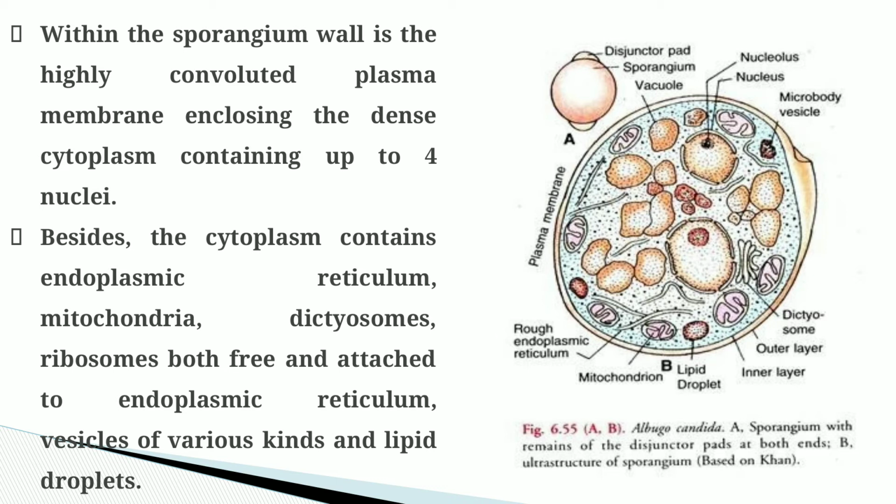Inside the sporangium wall, a highly convoluted plasma membrane is present. Inside the plasma membrane, there are dense cytoplasm, endoplasmic reticulum, mitochondria, dictyosomes, free ribosomes and ribosomes attached to the endoplasmic reticulum, and various kinds of vesicles and lipid droplets. Here in picture B, you can see clearly all the cell organelles present inside the sporangium.